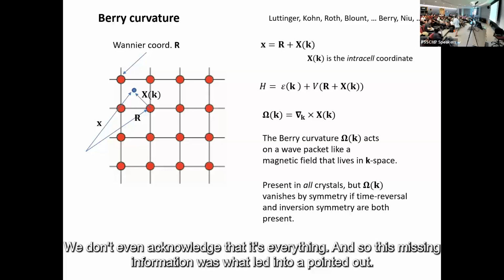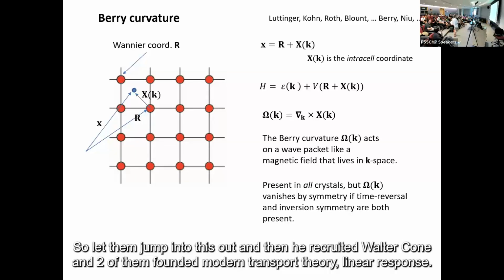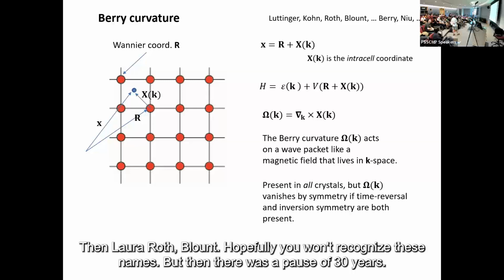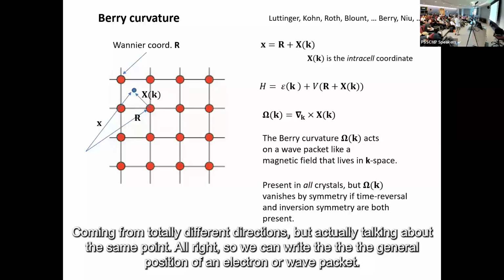This missing information was what Luttinger pointed out. This was known a long time ago, at the birth of transport theory of the lattice in the late 50s and early 60s. Luttinger pointed this out, and then he recruited Walter Kohn, and the two of them founded modern transport theory, linear response. Then Laura Roth, Blount, most of you won't recognize these names, but then there was a pause of 25 or 30 years, and nothing much was done. Then Michael Berry introduced Berry phase. Qian Niu took it up and amazingly reproduced Luttinger's calculation, coming from totally different directions but actually talking about the same point.